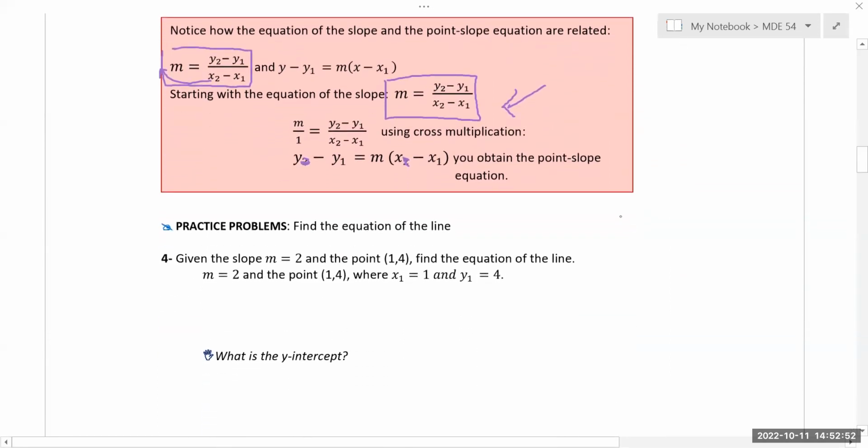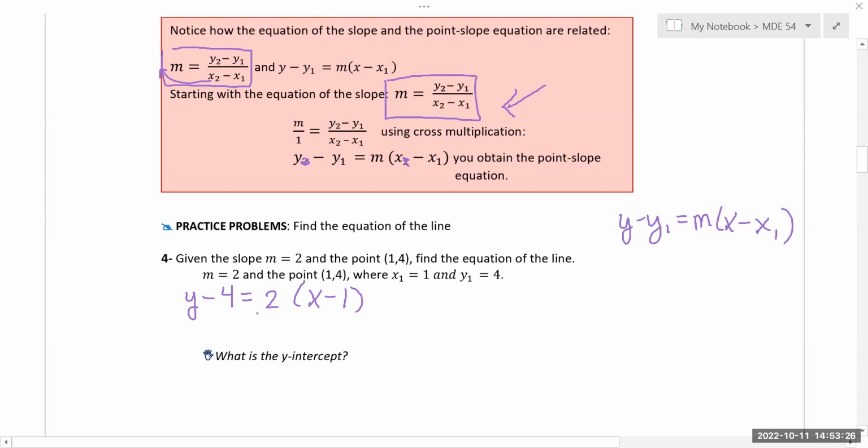So where this comes in handy is you would put in your m, you would put in your 1 point, and then all you have to do is move over your y. Distribute, move over y, and you're done. So this says write the equation of the line. So I'm going to do y minus y1 equals m times (x minus x1). You could leave it like that unless it specifically asks for a different way.